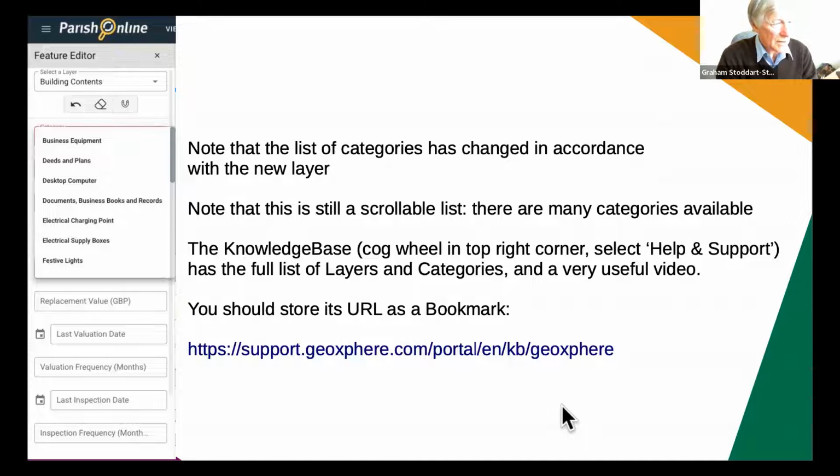Two ways of getting to it. You can either store its URL in your browser and just jump to it as a bookmark, or each time you're in Parish Online, if you go to the cogwheel in the top right-hand corner and click on the cogwheel, then you'll get a drop-down list, the second one of which is help and support.